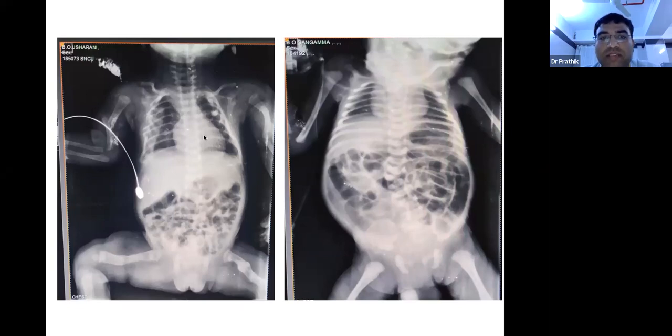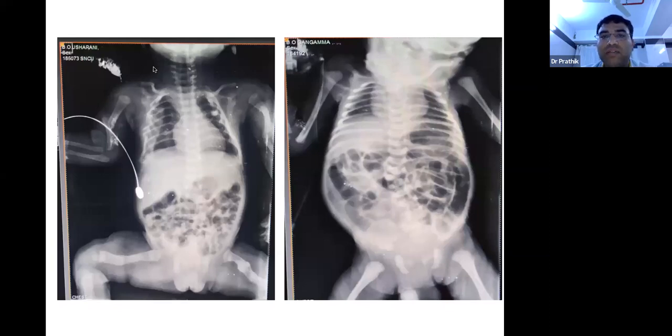Yes, this baby, if you can see here, there are multiple fractures, not only fracture humerus, even the femur also probably has a fracture, and multiple fractures in different stages of healing. Yes, Dr. Ria has mentioned rightly, it is a case of osteogenesis imperfecta. And even if you see the ribs here, the rib fractures are also there and they're in multiple stages of healing. Here also in this humerus, there is a fracture.